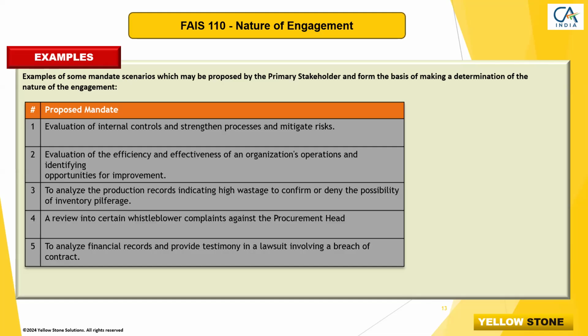All right. For the third one as well, to analyze the production records indicating high wastage to confirm or deny the possibility of inventory pilferage. It's an internal control. A review into certain whistleblower complaints against the procurement head. It's an investigation. Yes. And the last one, to analyze financial records and provide testimony in a lawsuit involving a breach of contract. It's a litigation.